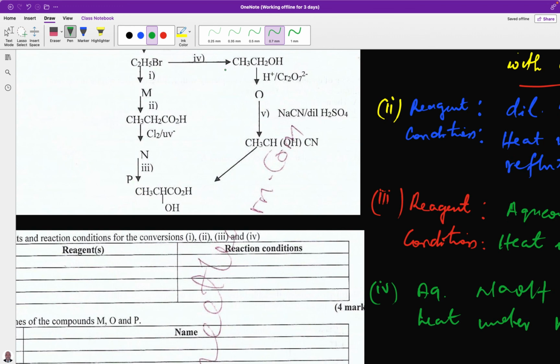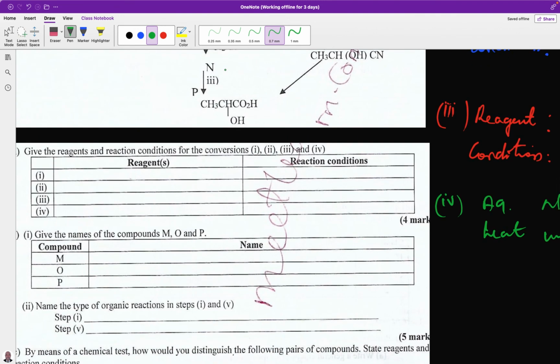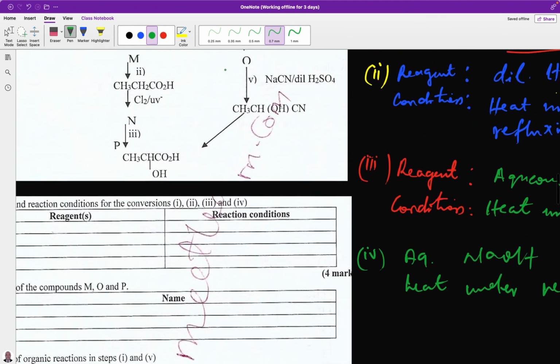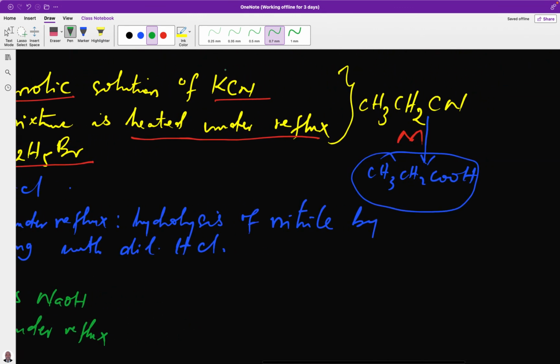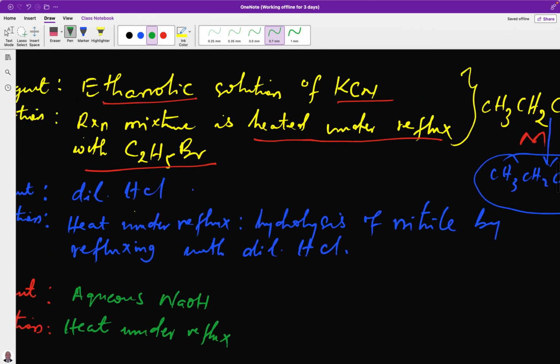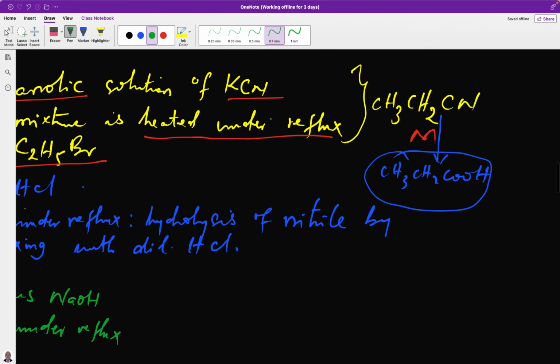Then again, it takes us to the other part. Give the names of the compounds M, O, and P. You were very vigilant when I was saying M. M is when you have an ethanolic solution of potassium cyanide, heated under reflux with bromoethane. The result is the cyanide will substitute the bromine, and it will be CH3, CH2, CN. We call this propane nitrile because there are 3 carbons, 1, 2, 3. The important thing with this reaction is it leads to the addition of 1 extra carbon atom.